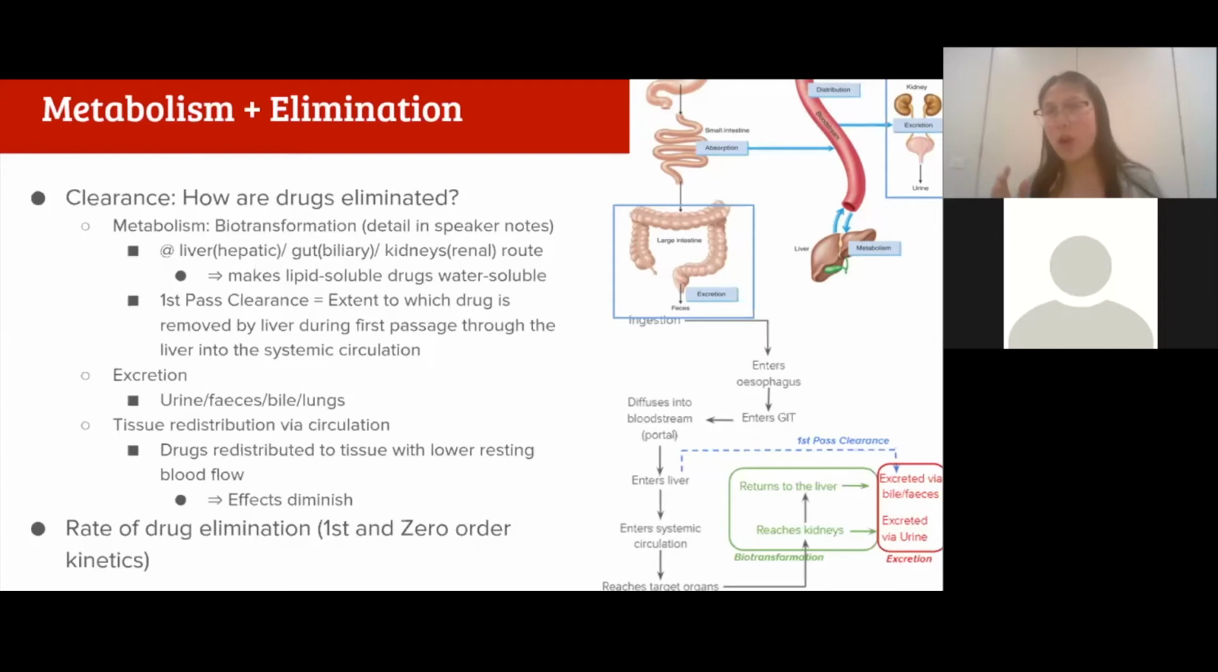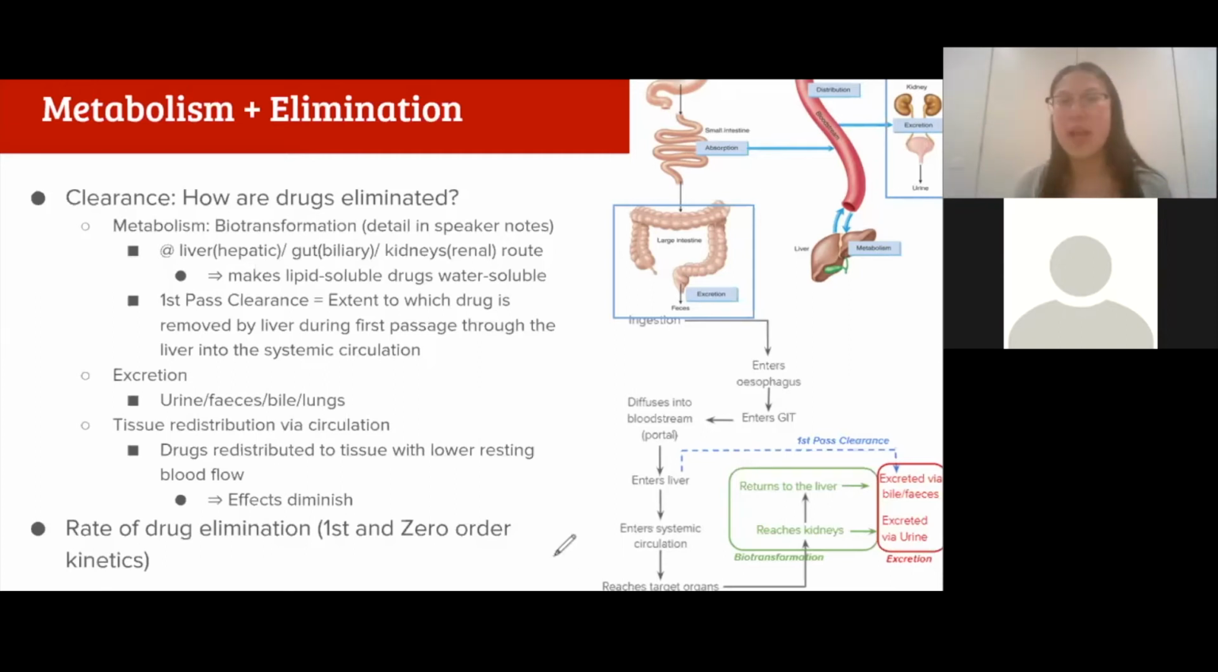The overall idea, if you only remember one thing about it, is that with metabolism and biotransformation of drugs, we essentially are trying to make lipid-soluble drugs more water-soluble. If they're more water-soluble, it's easier for us to excrete them in our urine, which is the main way we excrete drugs. And it's this step right here, and this one up here.